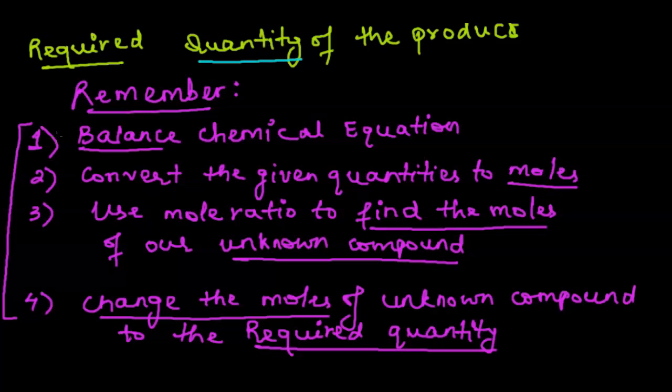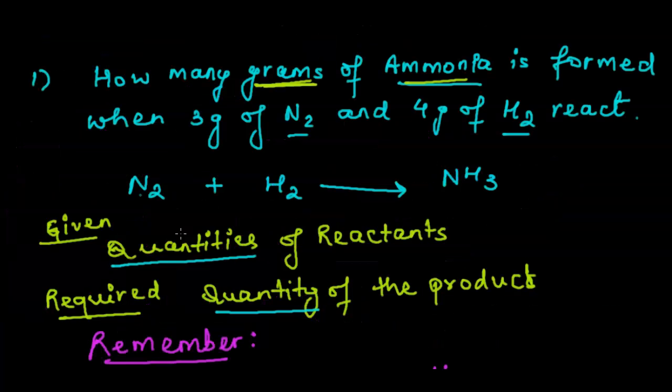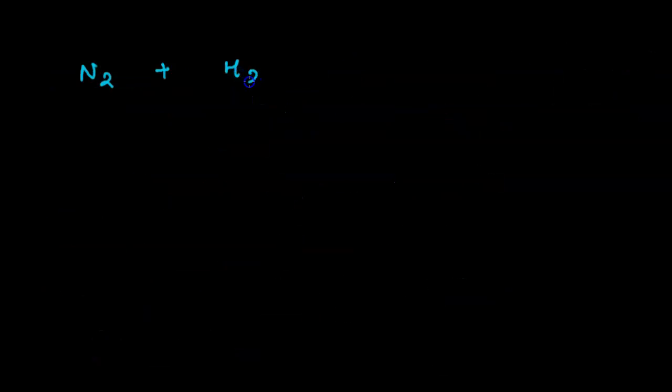Let's apply these 4 steps in the given question. Now going back to the question, we see that we are given 3 grams of nitrogen and 4 grams of hydrogen. So let's rewrite it. We're given nitrogen and hydrogen that give us ammonia. Our first step is to balance the equation. So we will balance the equation.